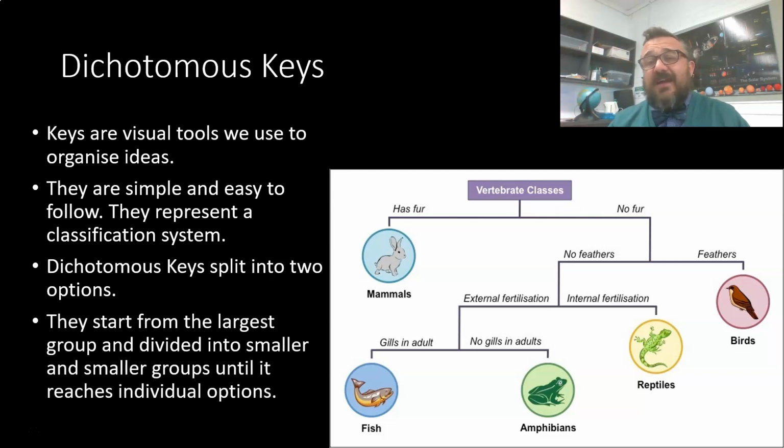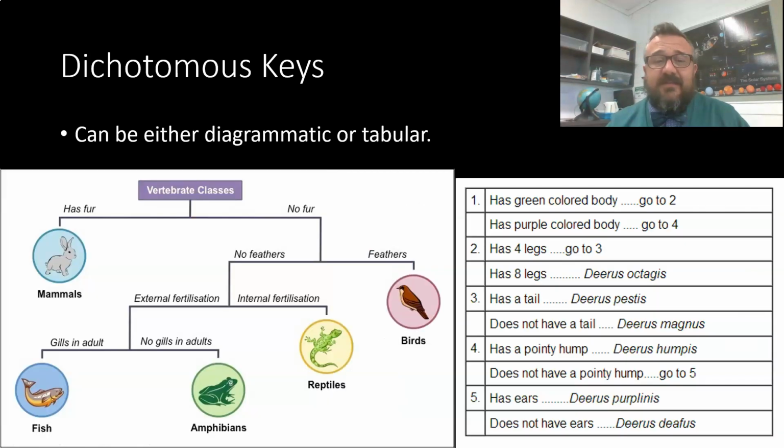So they start from the very largest group, like for example, vertebrate classes means it has a backbone. So vertebrate classes here, and then we can split it into two smaller groups, has fur, no fur, so mammals and everything else. And then we can split that into a smaller group, no feathers, feathers. So that means birds and everything else. And it's okay they don't have to all end on the same level. And this level here is not necessarily a smaller level than this, or not necessarily a bigger level. It's just that's a convenient place for us to split it.